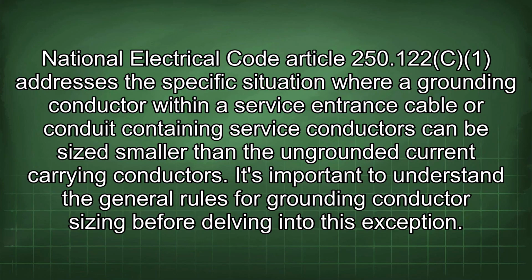National Electrical Code Article 250.122 addresses the specific situation where the grounding conductor within a service entrance cable or conduit containing service conductors can be sized smaller than the ungrounded current carrying conductors. It's important to understand the general rules for grounding conductor sizing before delving into this exception.